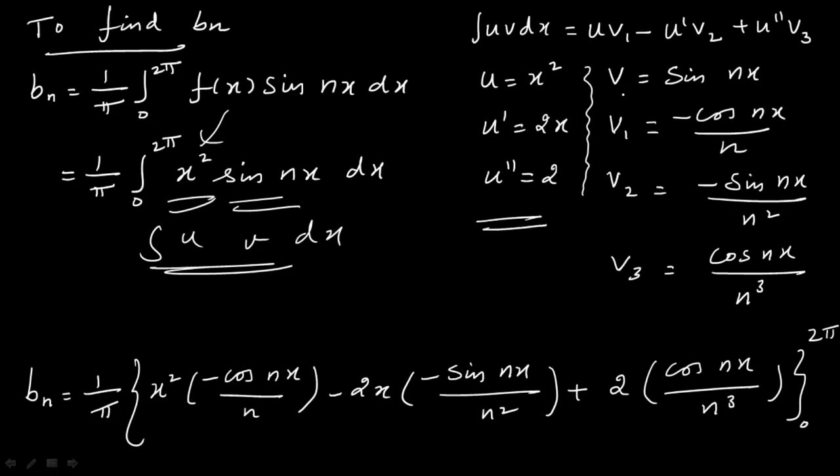Now we have v is nothing but sin nx. So your v1 is minus cos nx by n, v2 is minus sin nx by n square, v3 is cos nx divided by n cube.